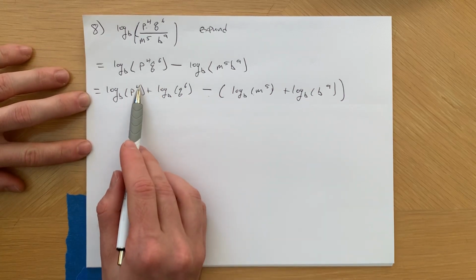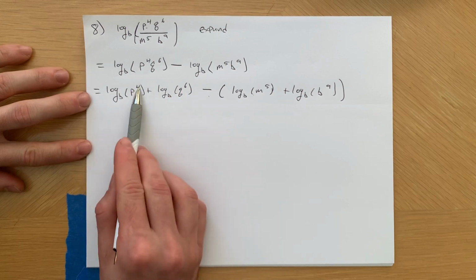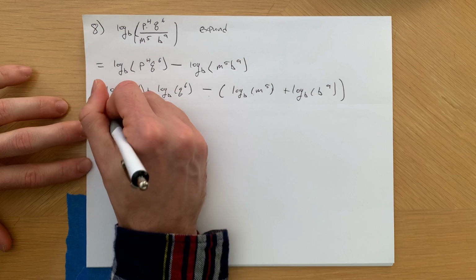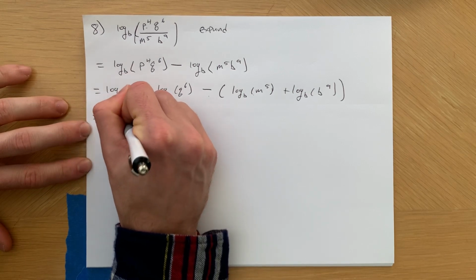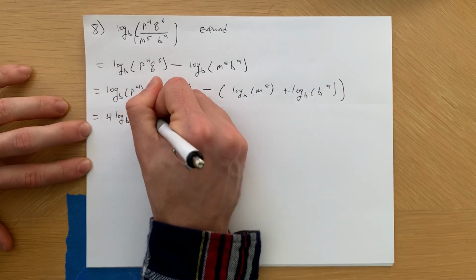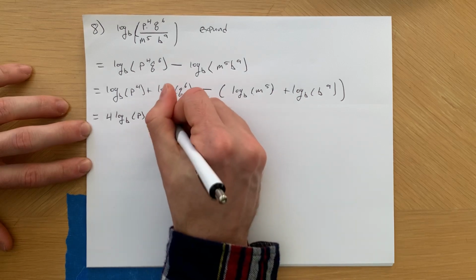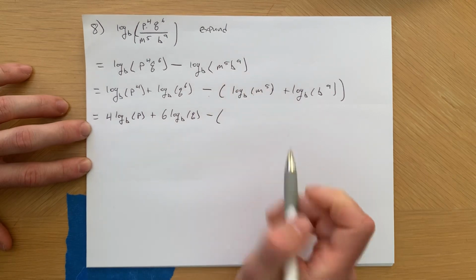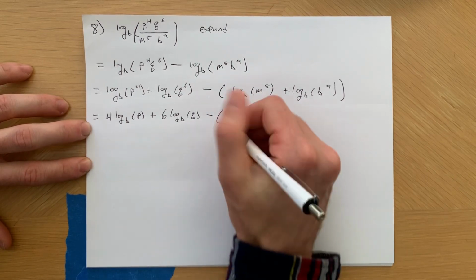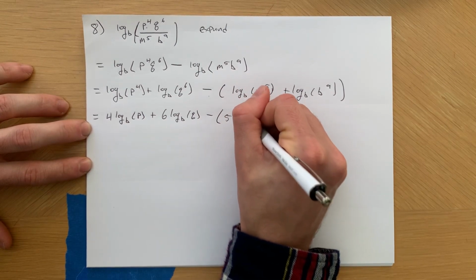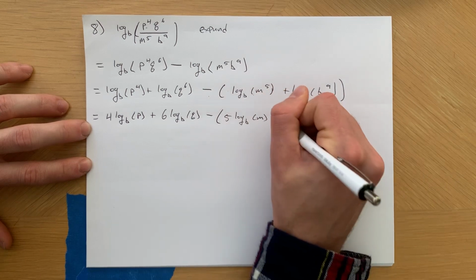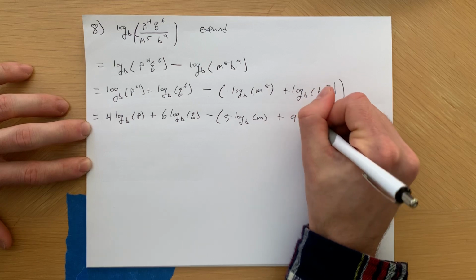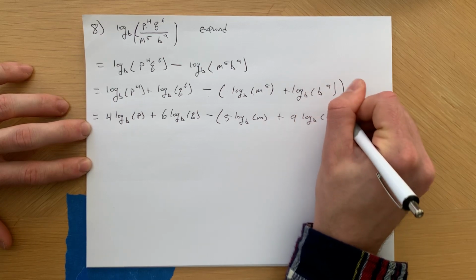Well, here we have powers. Let's just work with these two first pieces. There's a power here and a power here, so we can just bring that power into the front. So this 4 is going to go in the front, so we'll have 4 log base b of p, plus the 6 is going to go in the front, we'll have 6 log base b of q, minus, now let's work with the inside piece. This 5 is going to go in the front, so we'll have 5 log base b of m, plus, so now this 9 is going to go in the front, 9, and we'll have log base b of b.